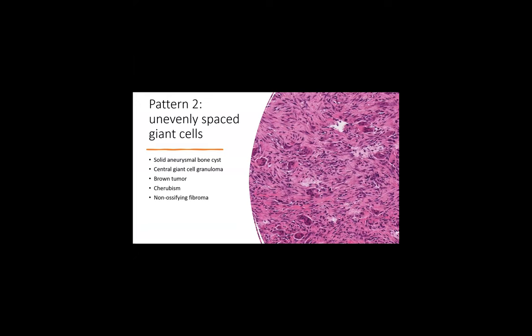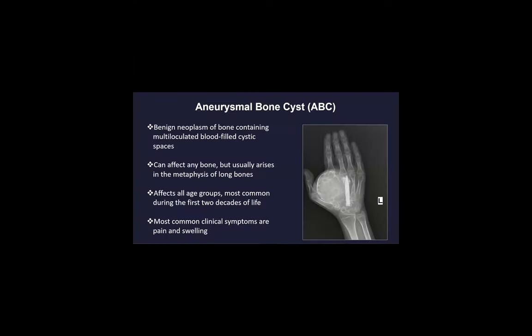So when I see unevenly spaced giant cells, my differential is a little bit broader, or longer, than the last differential. It includes things like solid aneurysmal bone cyst, central giant cell granuloma, brown tumor of hyperparathyroidism, cherubism, and non-ossifying fibroma. So we're going to go through these entities one by one.